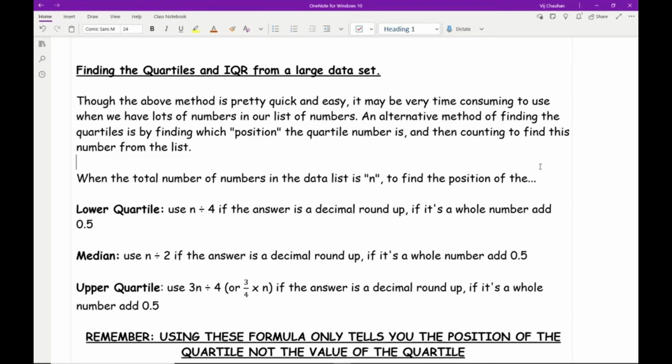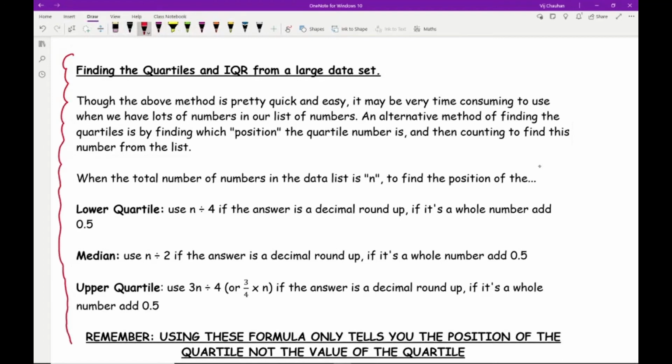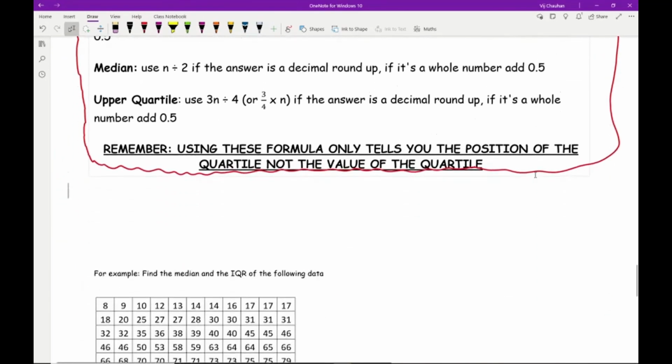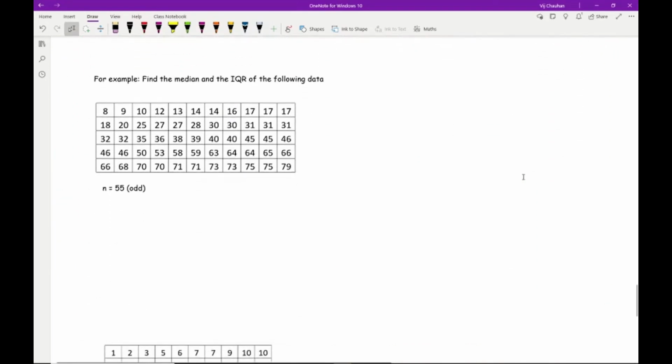A key thing to remember here is that using these formulas only tells you the position of the quartile, not the value of the quartile. And again, if that makes absolutely no sense to you at all, do not worry, because like I said, I will explain it in an example. And like I said, it's definitely worth writing this in your notes. So moving on from this, let's have a look at an actual set of data.